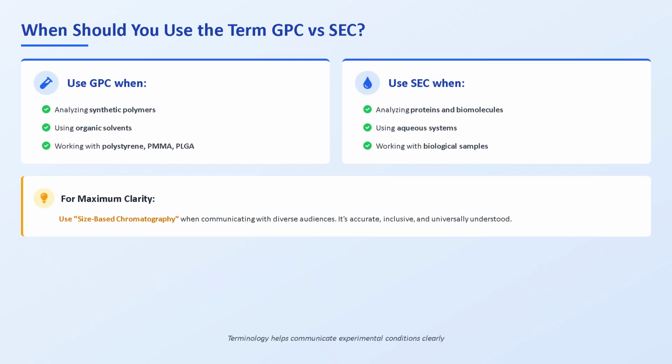So here's the rule of thumb. Use GPC when you're working with synthetic polymers in organic solvents. Polystyrene, PMMA, PLGA, classic candidates. Use SEC when you're dealing with biological molecules in aqueous buffers, proteins, DNA, polysaccharides. And when you're presenting to a mixed audience or writing something that spans multiple disciplines, use the term size-based chromatography. It's inclusive, technically accurate, and avoids confusion.